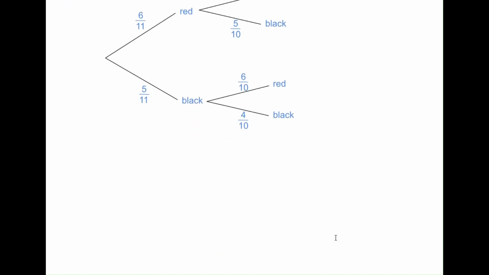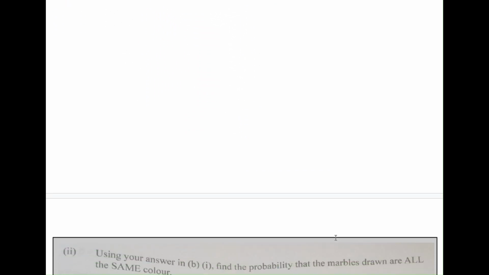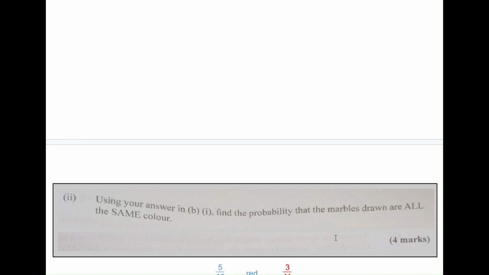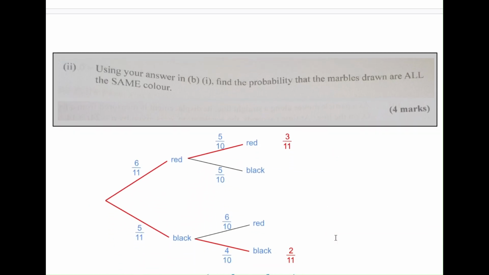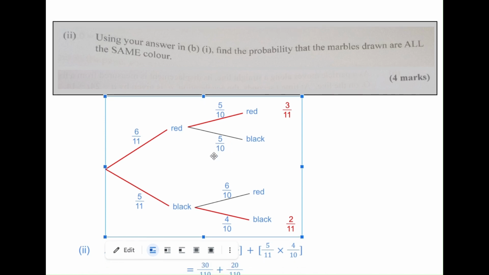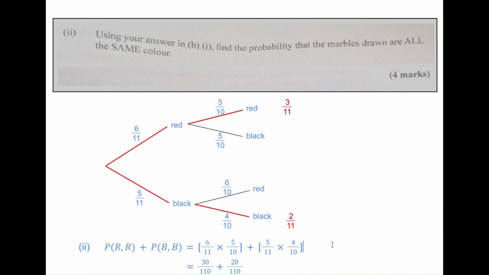Right, we have a second part to this question using the tree diagram. Using your answer in B part 1, find the probability that the marbles drawn are all the same color. So we'll reuse our tree diagram. And all the same color means they're either red followed by red or black followed by black. We would multiply the probabilities along the branches.